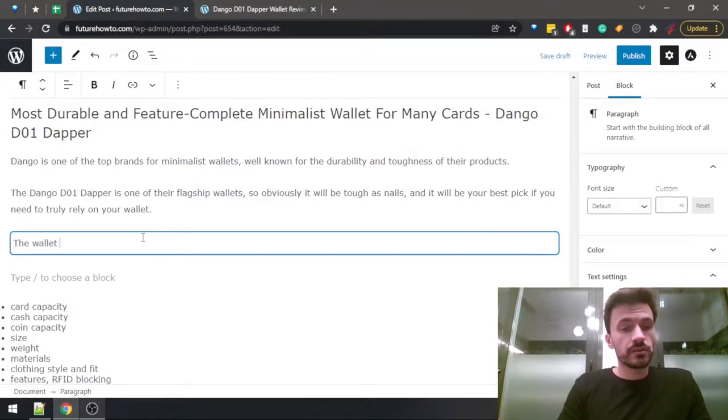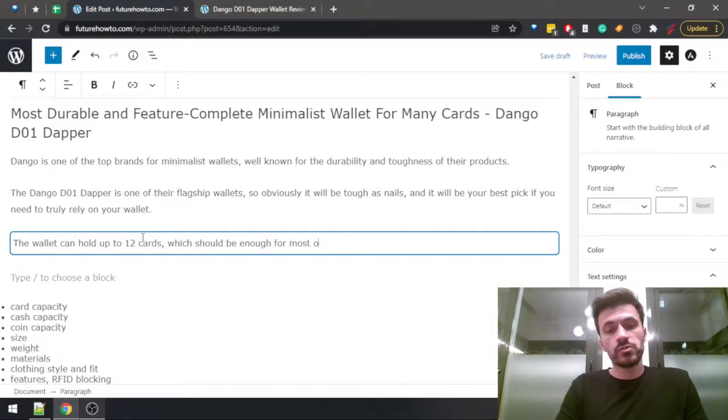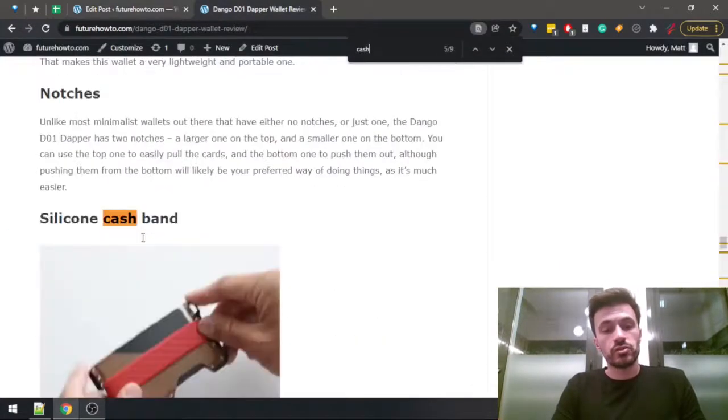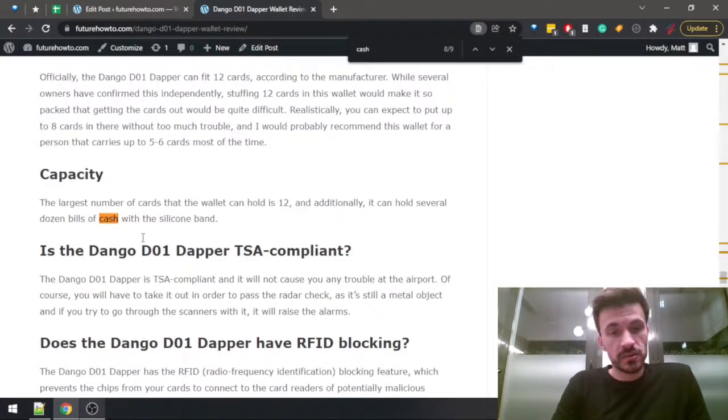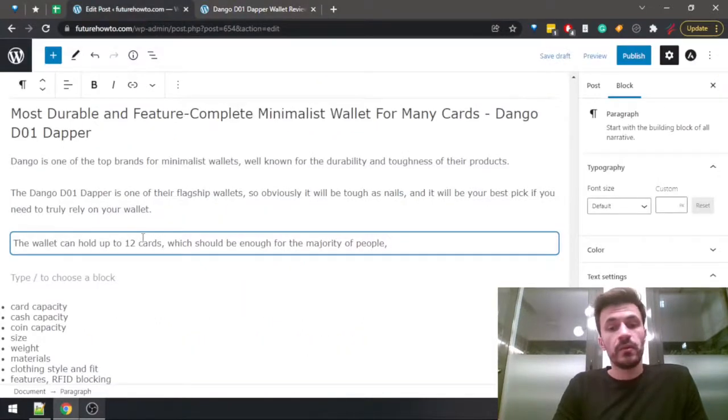The wallet can hold up to 12 cards, which should be enough for pretty much the majority of people. Cash. Talk to me about the cash. That's not several dozen bills of cash. Okay, cool. Also, the wallet.